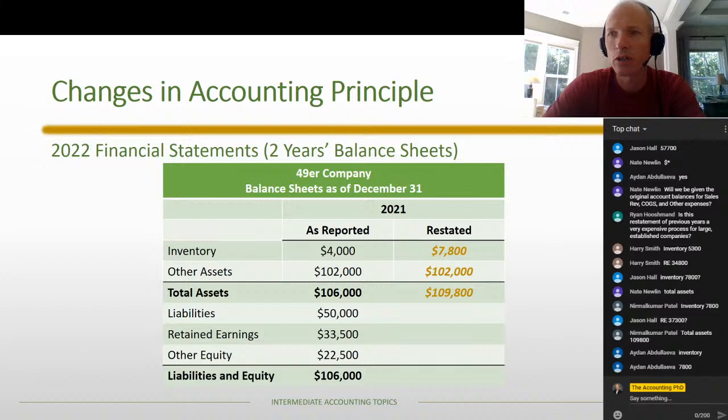I just want to make sure, does everyone understand why the inventory account balance needs to change the full $3,800? It's because that account is going to capture the cumulative effect. Harry had said $5,300, which was just the difference in 2021. But remember, on the balance sheet, you accumulate 2019, 2020, and 2021 all together because the balance sheet accumulates the effect.